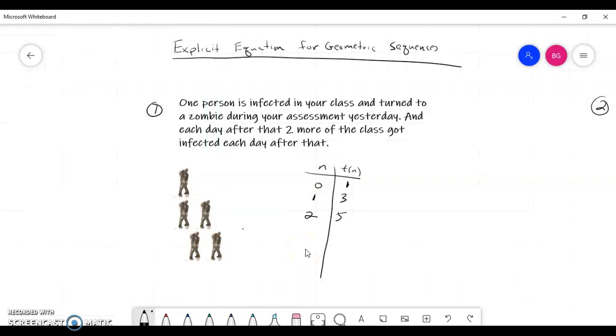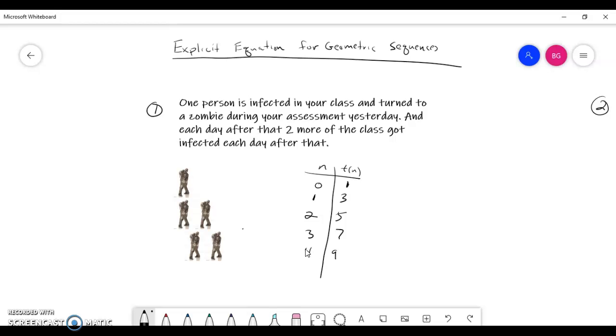This pattern is going to keep going. On day 3, we would infect 2 more people and have 7 zombies. Then on day 4, we would have 9 zombies. So what I want you to do right now is write the explicit equation for this pattern. Go ahead and pause the video and do that. Okay, now resuming the video.